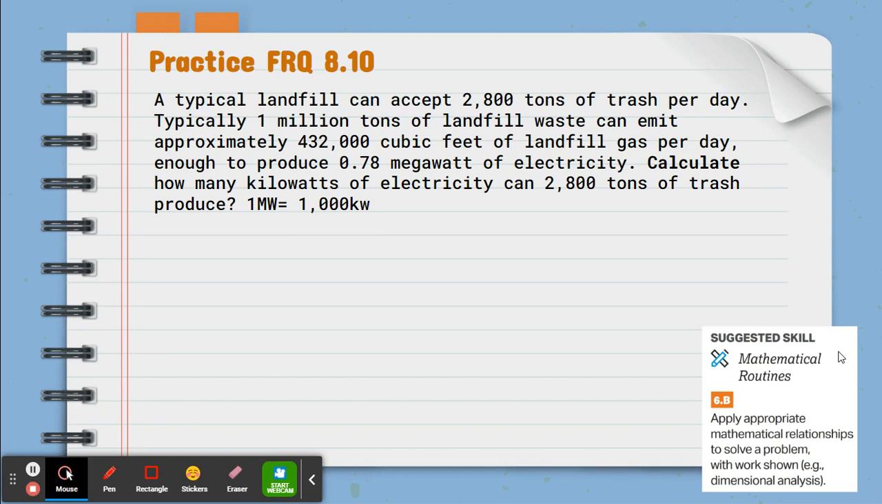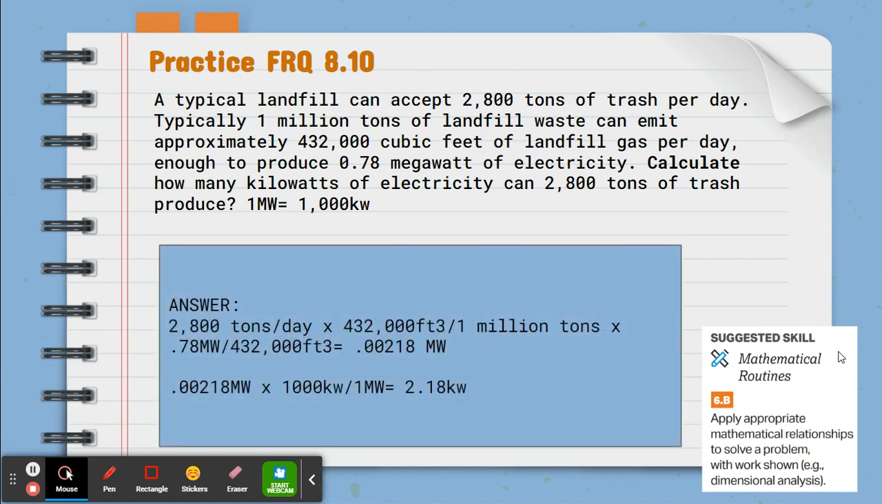Here in our practice FRQ, it's stated a typical landfill can accept about 2,800 tons of trash per day. Typically, 1 million tons of landfill waste can emit approximately 432,000 cubic feet of landfill gas per day, enough to produce 0.78 megawatts of electricity. Calculate how many kilowatts of electricity 2,800 tons of trash can produce. And here's just a little recall. Remember, 1 megawatt equals about 1,000 kilowatts.